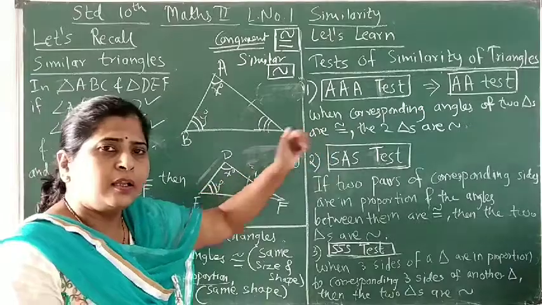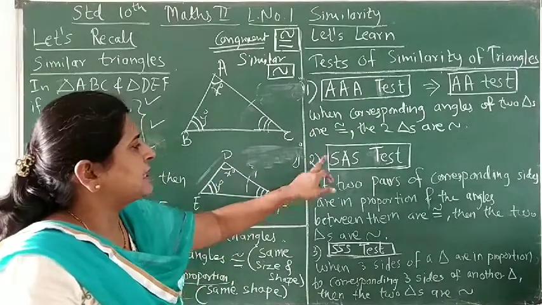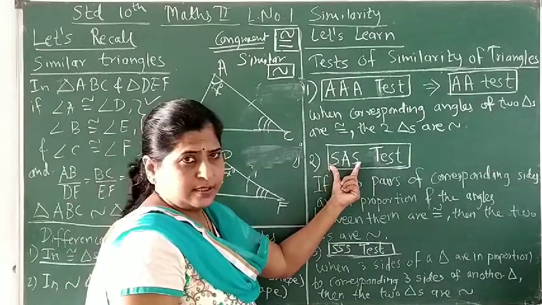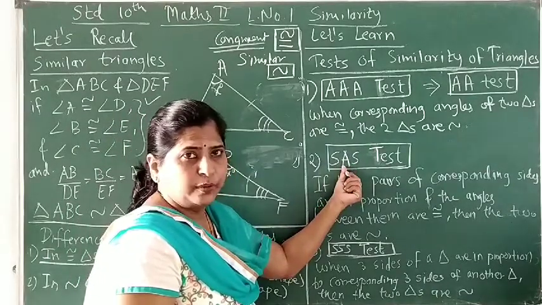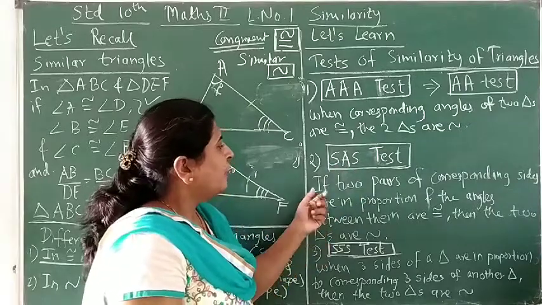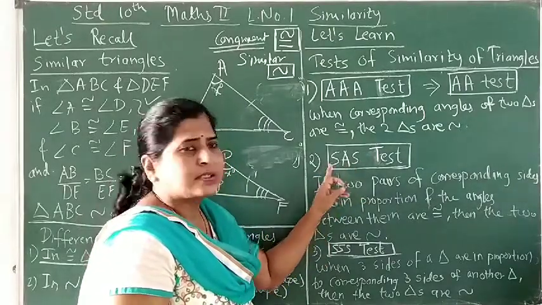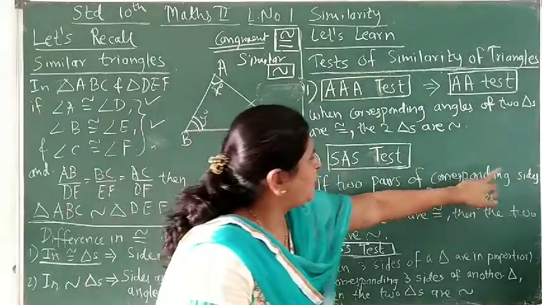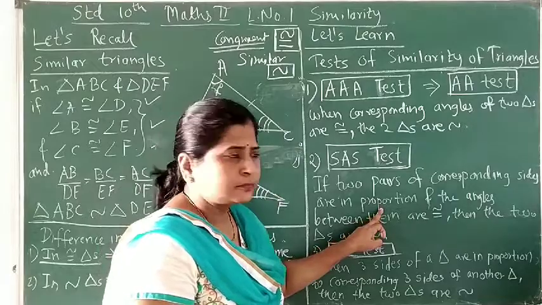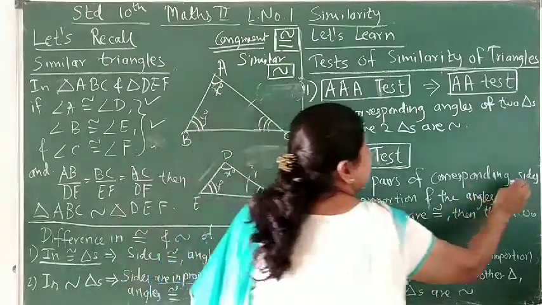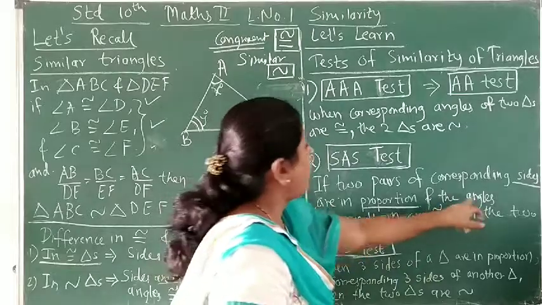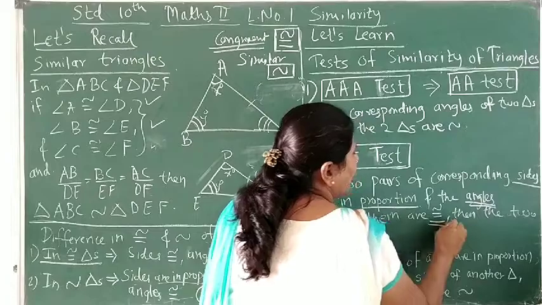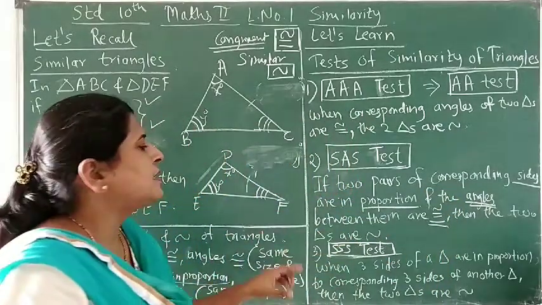Okay, now what is another test of similarity? It is the SAS test. As the name tells, there are 2 sides and the angle between them, or included by them. Okay, so whenever the word side comes, the sides should always be in proportion. So if two pairs of corresponding sides are in proportion and the angle between them is congruent, then these two triangles are similar.